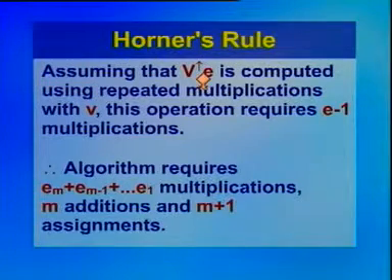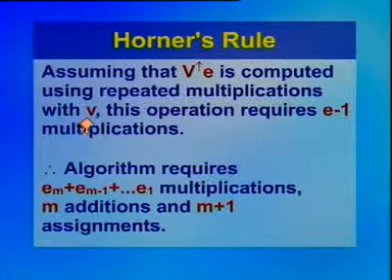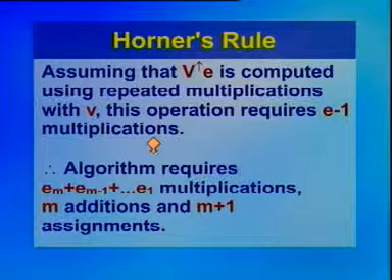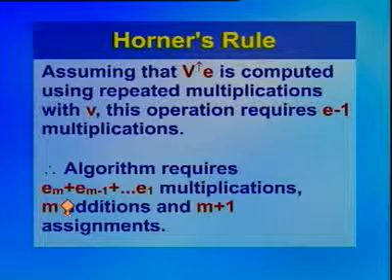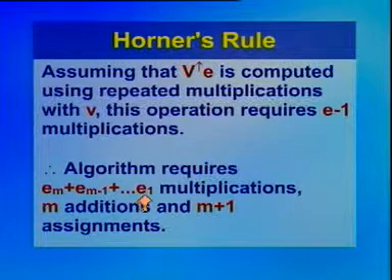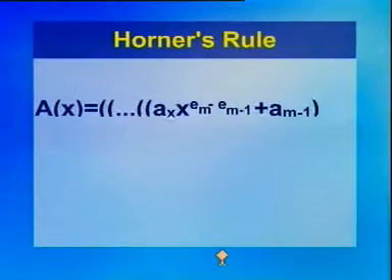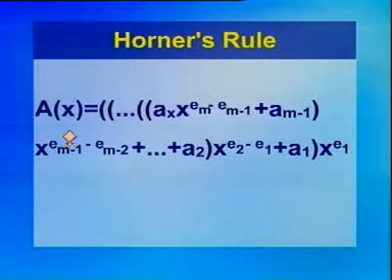Assuming that v to the power of e is computed using repeated multiplications with v, this operation requires e minus 1 multiplications. Therefore, the algorithm requires em plus em minus 1 plus so on e1 multiplications, m additions, and m plus 1 assignments. Therefore, the time complexity is more. To reduce the time complexity, we can again use Horner's rule.